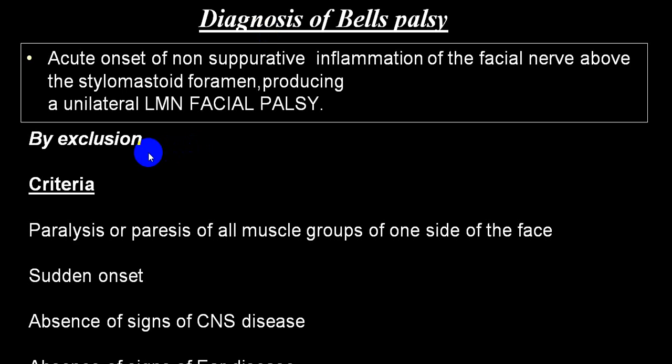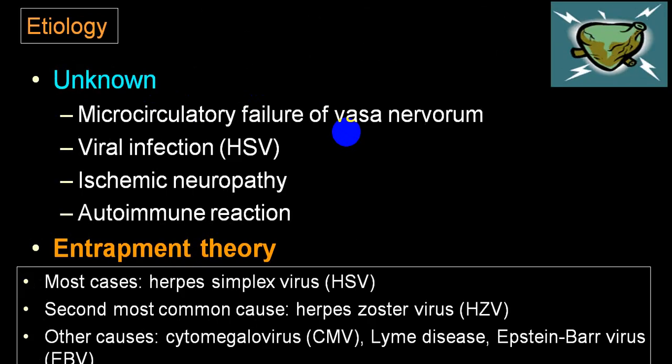So, diagnostic criteria: you have to exclude paralysis or paresis of all group of muscle on one side of the face. It should be sudden onset. There should be absence of signs of other CNS disease and absence of signs of other ear disease. This has to be ruled out. And it has to be acute onset of non-suppurative inflammation of facial nerve above the stylomastoid foramen, that is in the facial canal, producing unilateral lower motor neuron facial palsy. That is the diagnostic criteria for Bell's palsy.